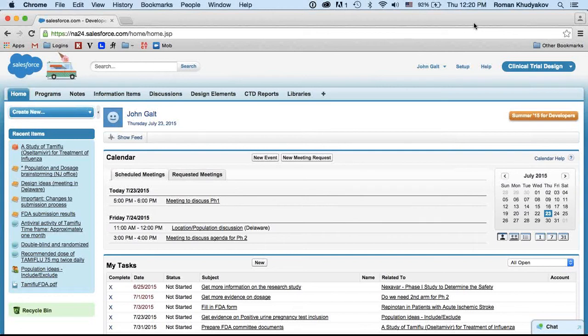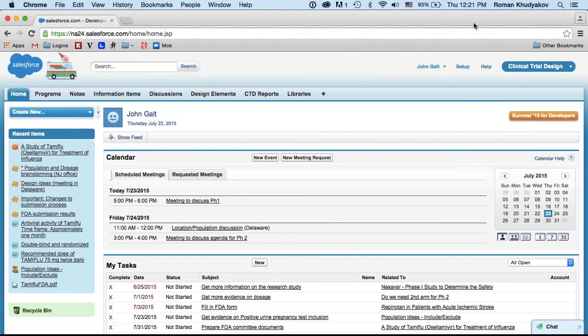calendar and vice versa. So this tool helps not only to build a knowledge base, but also manage all the activities around building that knowledge base and building clinical trials. Whenever you have a task to your colleague, to an external person, or you want to schedule an event or a brainstorming session, you can use Salesforce capabilities for that.